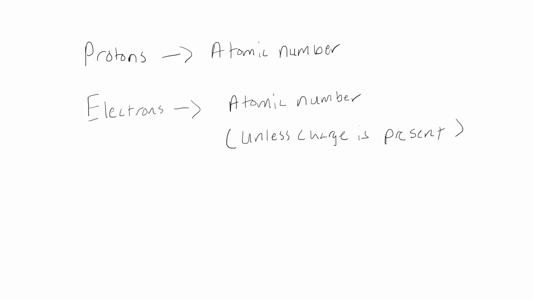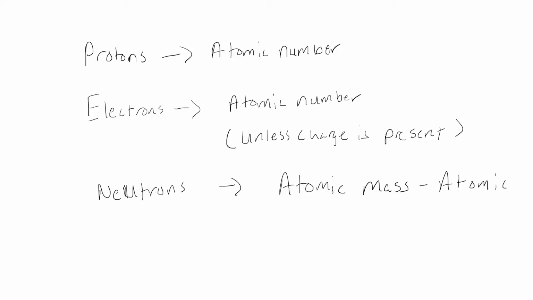If we're looking at neutrons, a good way to know what the number of neutrons is, is that we take essentially the atomic mass. Let's break that up a little bit. Minus the atomic number. That would give you the number of neutrons.